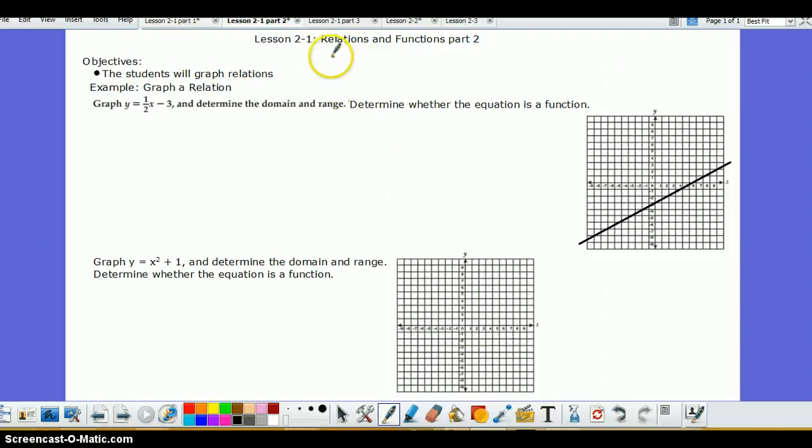Alright, so in today's lesson we're going to be using our calculators to graph relations and functions. So we want to graph y equals half x minus 3, determine the domain and range, and then tell if it's a function.